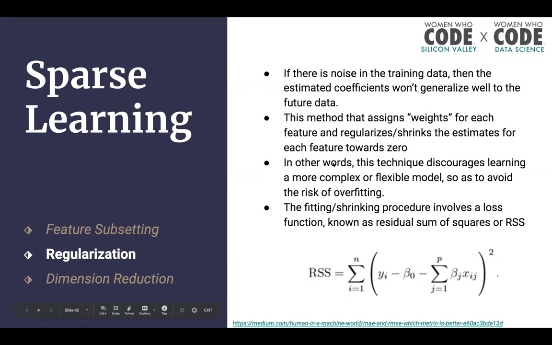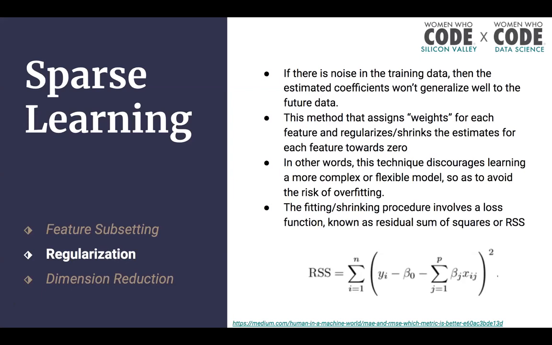In other words, this technique basically discourages learning of a more complex or flexible model so as to avoid the risk of overfitting. In simpler words, it's going to take my 100 columns, assign weights for these 100 columns, and try to shrink the weights to 0 as much as possible, so as to use the least number of columns needed to make the prediction. It's best to do this so as to not overfit your model. If you use all your columns, that creates overfitting, and overfitting is sensitive to outliers. That is something we want to avoid.